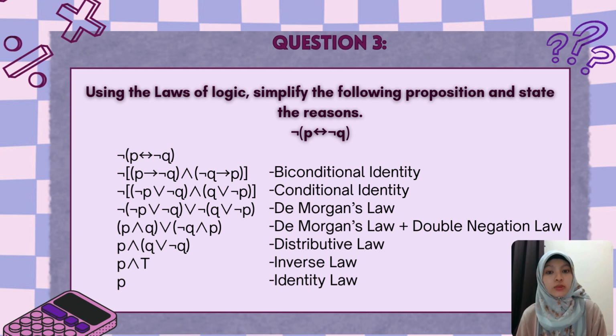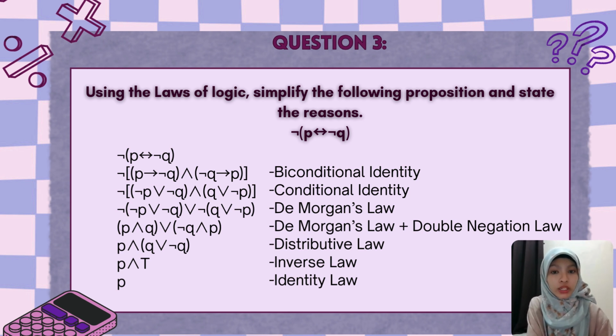Then using De Morgan's law plus double negation law, you will get (P and Q) or (¬Q and P). Using distributive law, you will get P and (Q or ¬Q). For inverse law, you will get P and T. And finally, identity law, the final answer you will get is P.